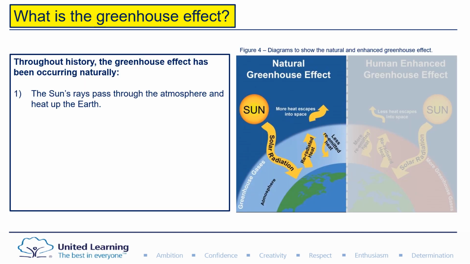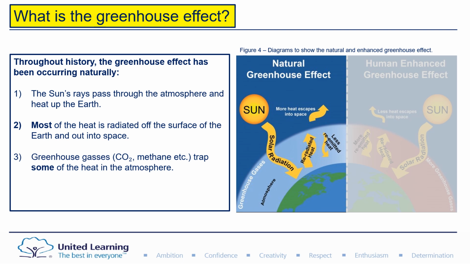So, the sun's rays, like I said, pass through the atmosphere and heat up the Earth. Most of the heat is radiated off the surface and into space. Greenhouse gases such as CO2, methane, they trap the heat in the atmosphere, which means Earth is warm enough to live on. That is natural.